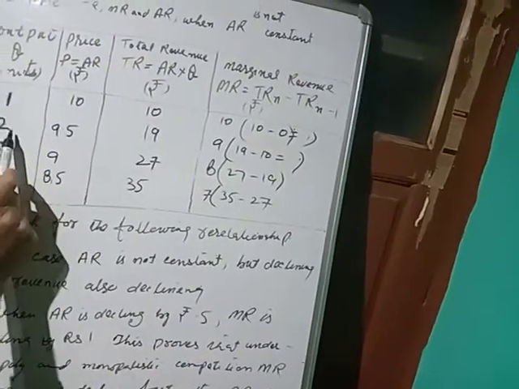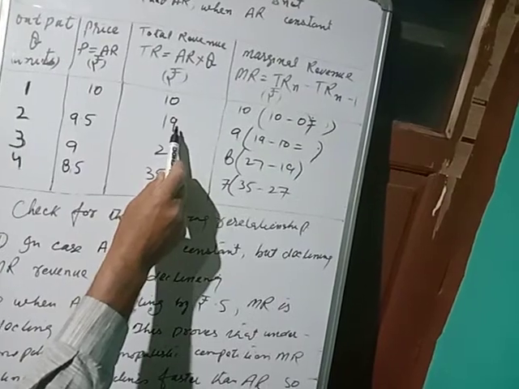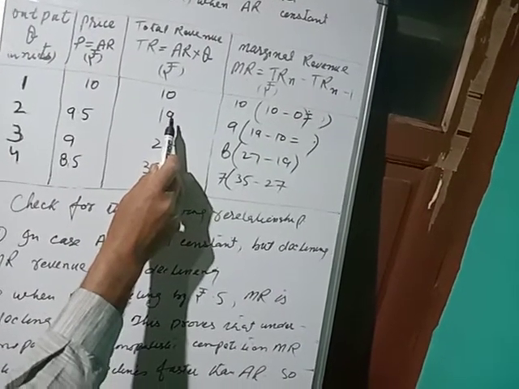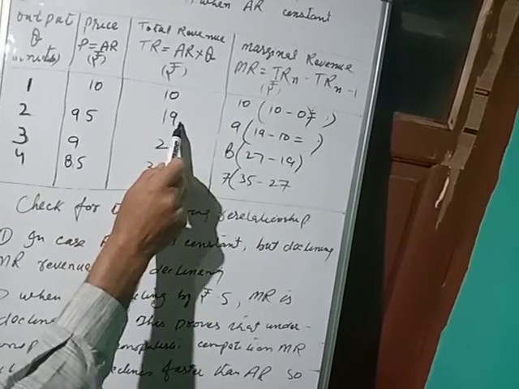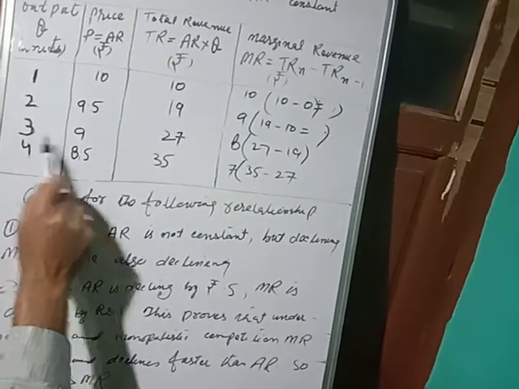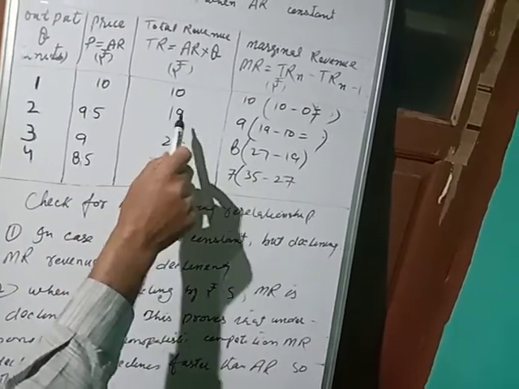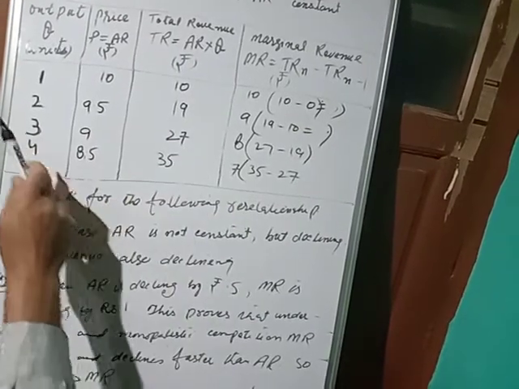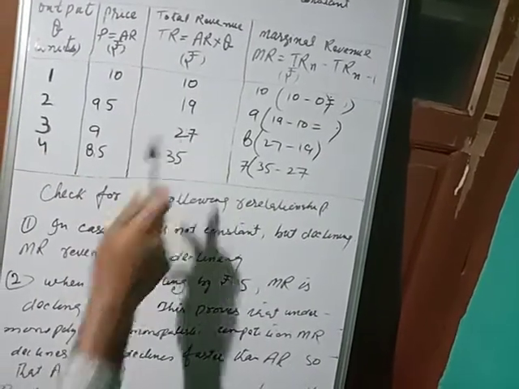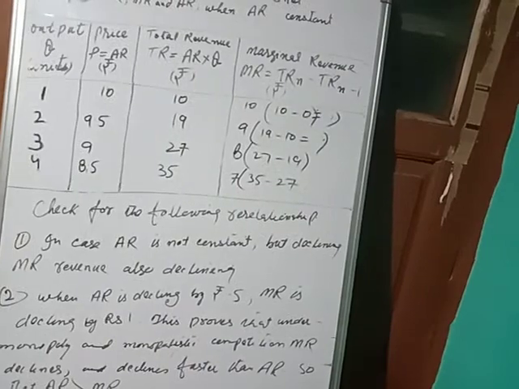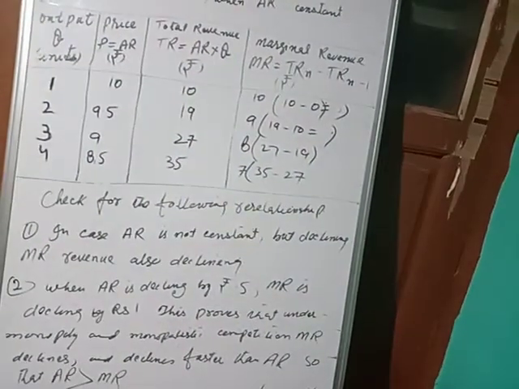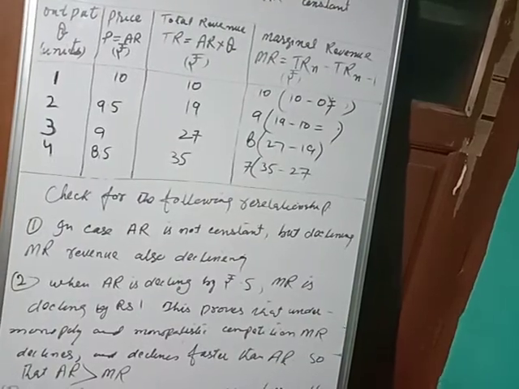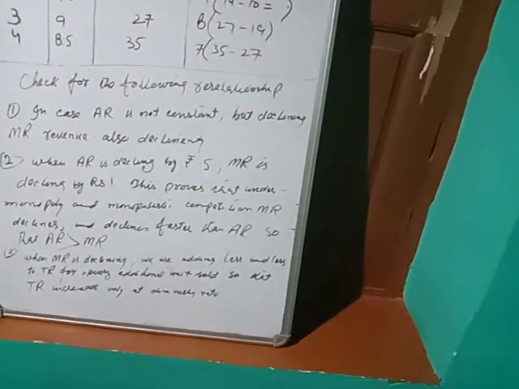With second unit, it is 19 instead of 20. That means one has been decreased from 10. From third unit, it is 27, one more less than 9. And with 4, it is 35. That means it is increasing, 10, 19, but in diminishing rate. It is because of the law of diminishing, as we did in law of diminishing marginal utility.